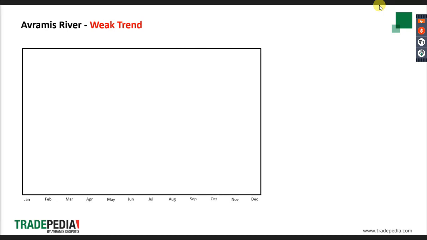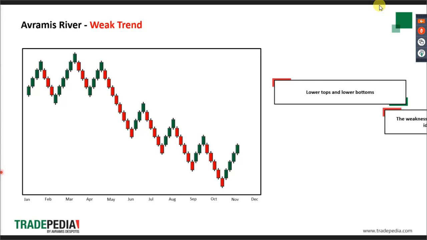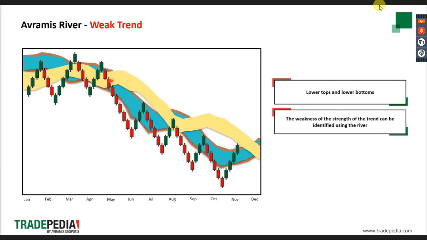Okay, so in a weak trend, when the market is making lower tops and lower bottoms, although price is descending, it suggests a downtrend. The weakness of the strength of the trend can be identified by using the river. So if you see, our gold and our blue are just crossing each other. Even though it's a downtrend, there's not much space between the blue and the gold. So it's a weak downtrend.